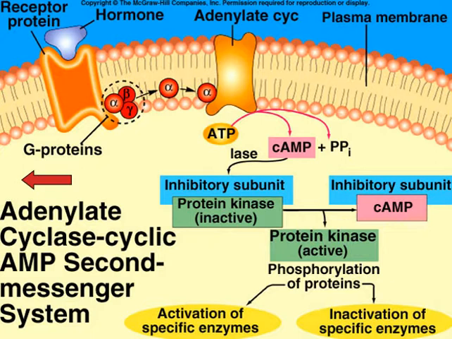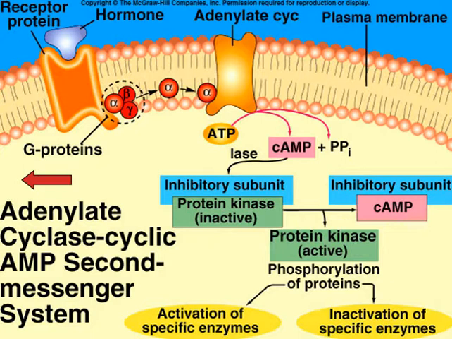That enzyme, adenylate cyclase, changes ATP into cyclic AMP. What a surprise, it takes two phosphates off. Make sense? Cyclic adenosine monophosphate, AMP. Once that enzyme changes ATP into cyclic AMP, the cyclic AMP is able to remove this inhibitory subunit and turn a protein kinase from its inactive form into its active form.